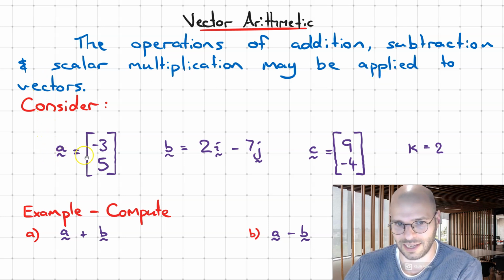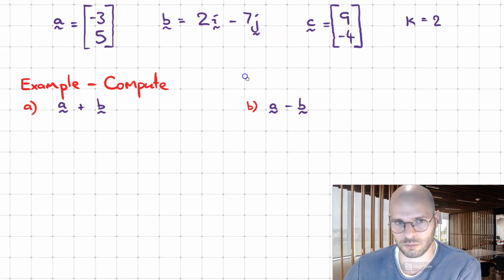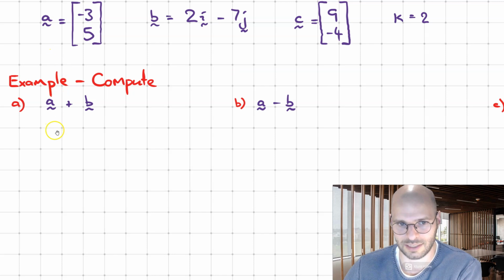The operations of addition, subtraction, and scalar multiplication may be applied to vectors. Consider we have vector A, vector B, vector C, and then we have a scalar value k. What we're going to do is use these values over here to compute these examples down here.